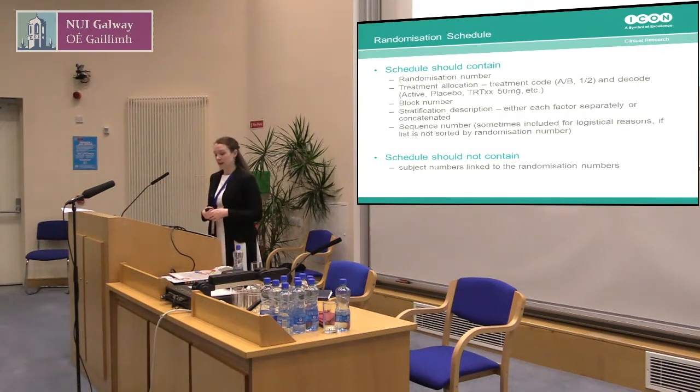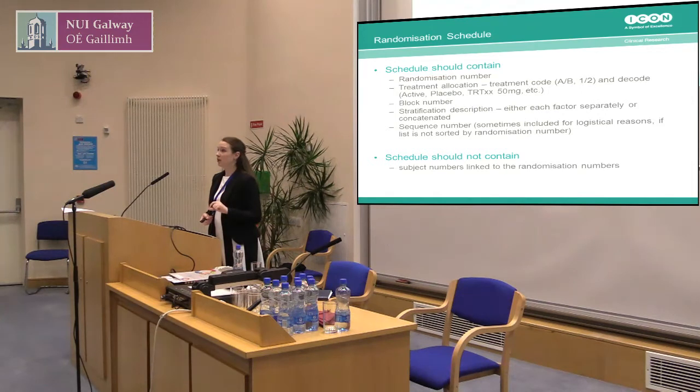And then, depending on your design, you may also need to include a block number, stratification descriptions, which is either each stratification factor separately or in a kind of concatenated one-factor way, and we'll talk about stratification in a moment. And optionally, you may require a sequence number. Certain people request that the randomisation list is not sorted by the randomisation number, but instead all those numbers are jumbled up. Then you might want a sequence number so that you have an order in which the numbers appear that makes logical sense as opposed to a jumbled mess.